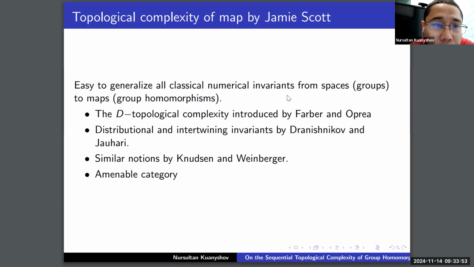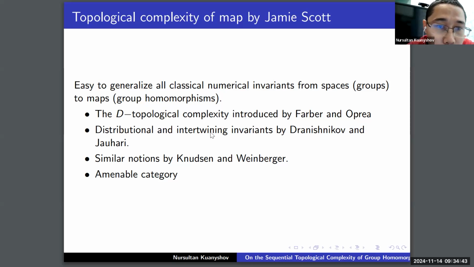For example, in the paper I give a definition for the notion of higher topological complexity of a space, introduced by Michael Farber and John Oprea. You can easily modify the definition to get higher topological complexity of group homomorphisms. Similarly, recently there is a new invariant called distributional or intertwining invariants, introduced by Dranishnikov and his student. You can easily extend their definition to group homomorphisms. Similar notions are introduced by Ben Knudsen and Weinberger, and you can define their notion for group homomorphisms as well.